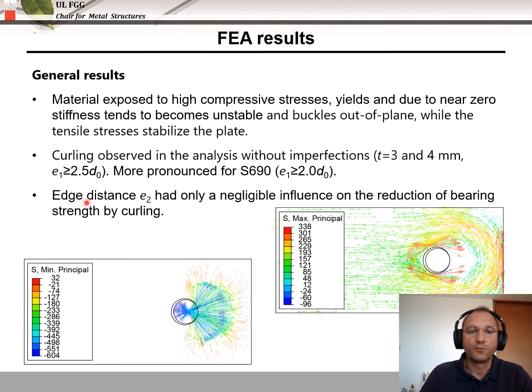Curling failures were observed also in the analysis without imperfections, with thinner plates, that is with 3 and 4 millimeter plates with relatively large end distance, so distance being equal or larger to 2.2 of hole diameter. The curling failure was more pronounced for the material model with high strength steel. The edge distance e2, this is basically the width of the plate, had only a negligible influence on the reduction of bearing strength due to curling.